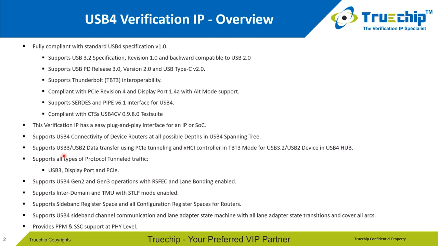It supports the modeling of a USB4 dock, that is USB 3 or 2 data transfer to the USB 3 or 2 devices connected directly to the USB 3.2 hub present inside the USB4 hub using PCI tunneling and XHCI controller in Thunderbolt 3 mode. VIP supports all possible speeds on the bus starting from 10 GT per second, that is Gen 2 single lane, and can go up to 40 GT per second, that is Gen 3 with lane bonding enabled. It supports time synchronization protocol over inter-domain and intra-domain with STLP mode, which can be enabled or disabled.